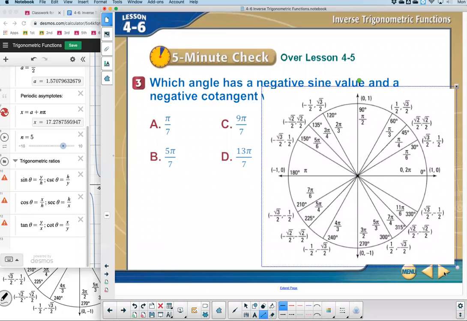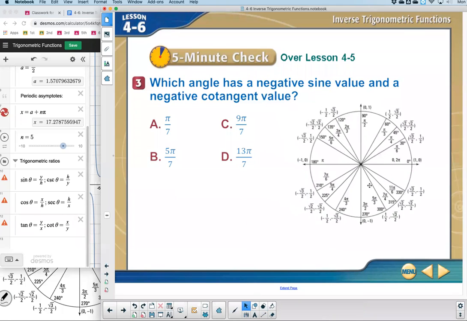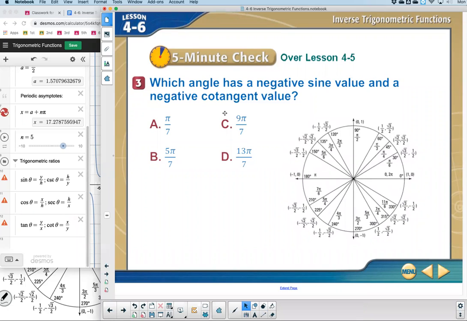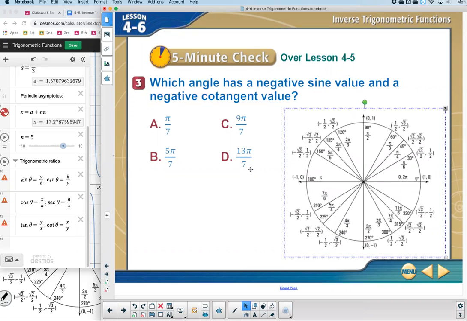Okay, so previously I copied that unit circle and there was a reason for that because I knew I was going to use it. So now let me use this unit circle. Okay, so on this one it says what angle has a negative sine and a negative cotangent? And basically they give us these angles, and none of these happen to be on the unit circle.